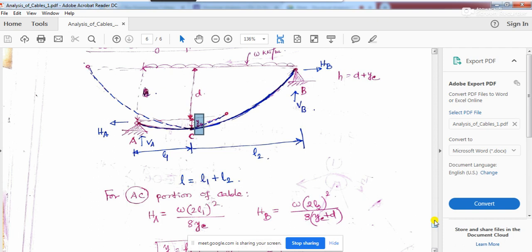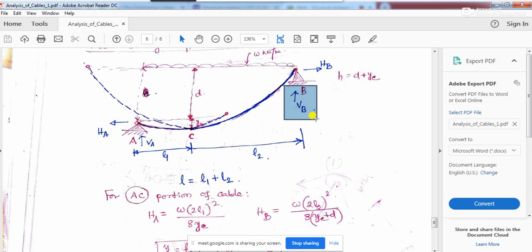Now, considering this, one thing you must remember in the case of the cable is that you are not going to get VA equal to VB. See, in the previous case, when the supports were at the same level, what values of VA and VB did you get? You got VA equal to VB equal to V equal to WL by 2, right? However, in this case, when the supports are at different levels, you are not going to get equal vertical forces at the two supports. They will be different.